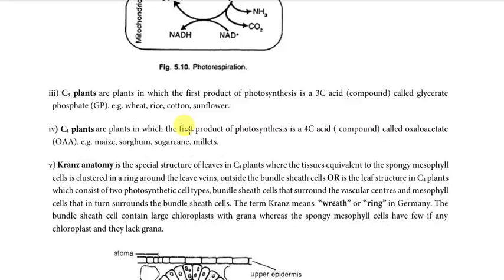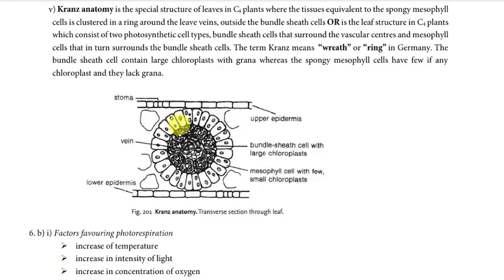C3 plants are plants in which the first product of photosynthesis is a 3-carbon acid compound called glycerate phosphate. For example, crops like wheat, rice, cotton, and sunflower. C4 plants are plants in which the first product of photosynthesis is a 4-carbon malic acid, a 4-carbon compound called oxaloacetate, that is OAA, such as maize, sorghum, sugarcane, and millet. Then finally you can finalize with the Kranz anatomy.